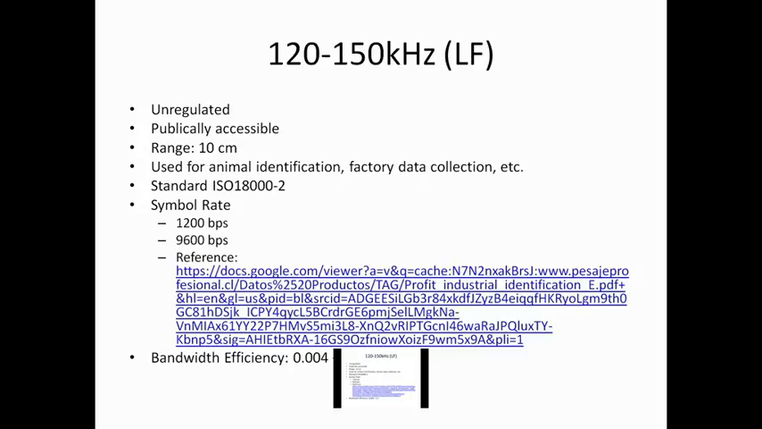This standard is outlined in ISO 18000-2, and it most commonly uses two different symbol rates. One is 1,200 bits per second, or 9,600 bits per second. And there's the reference that I looked up this information at, and the bandwidth efficiency ranges from 0.4% to 20%.